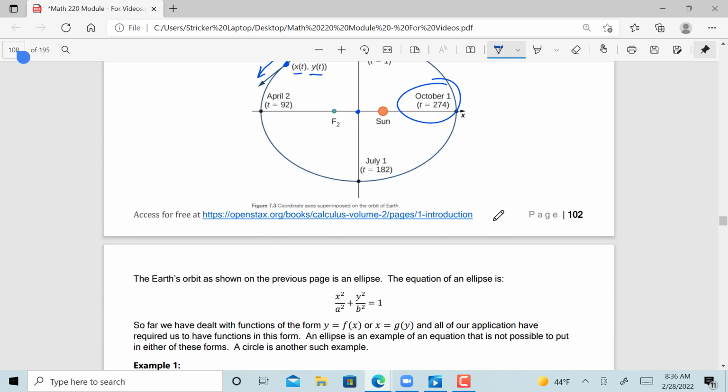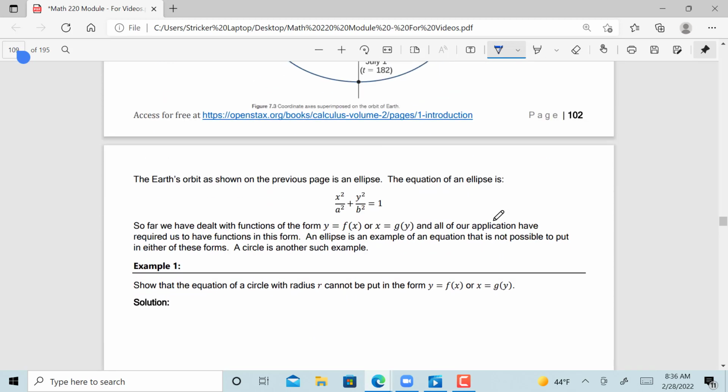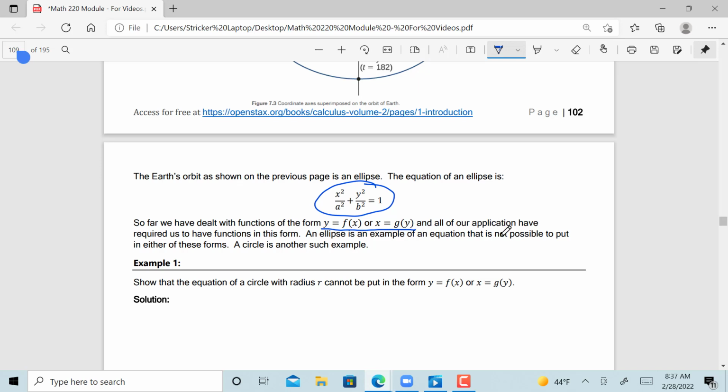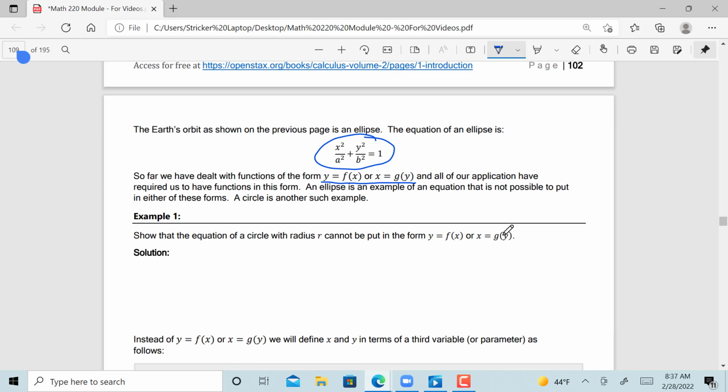So let's go ahead and keep moving down. It says most of the time equations of an ellipse have this form here. And I already talked about, normally we're used to seeing functions in this form, but we can't always do that. So let's look at an example of what I mean by that. Say we have the equation of a circle. You may or may not be familiar with the equation of a circle, but circles have the form x squared plus y squared is equal to r squared. So what if we wanted to try to solve for y or solve for x?